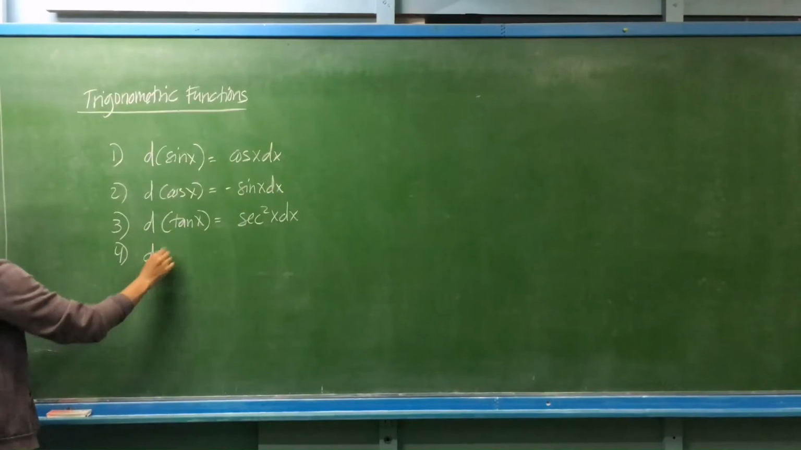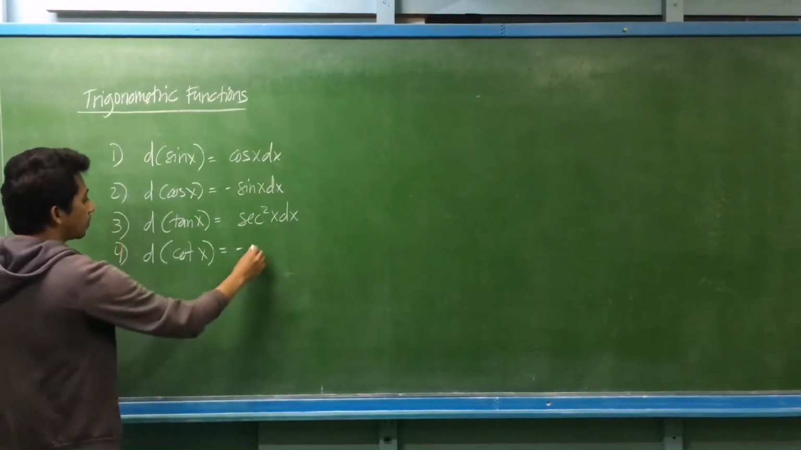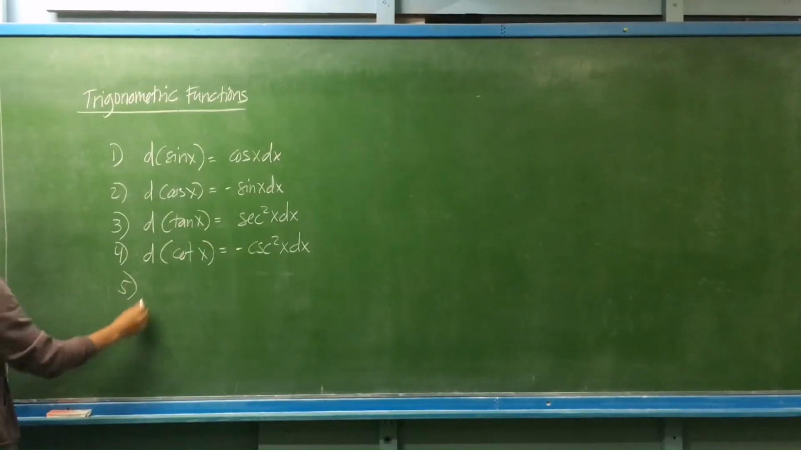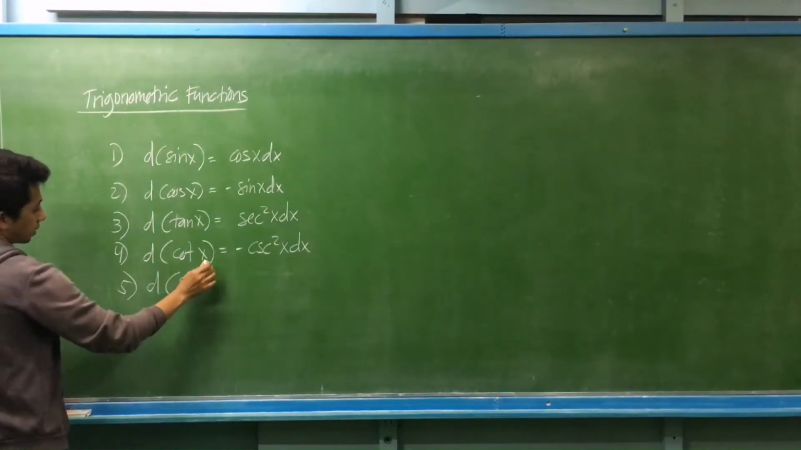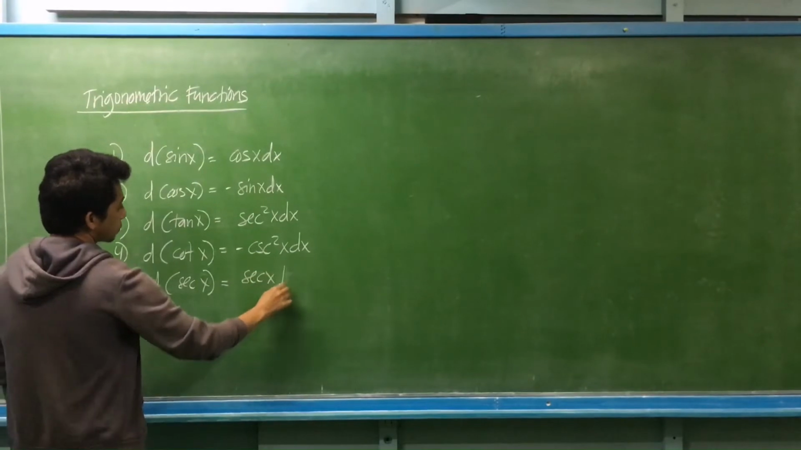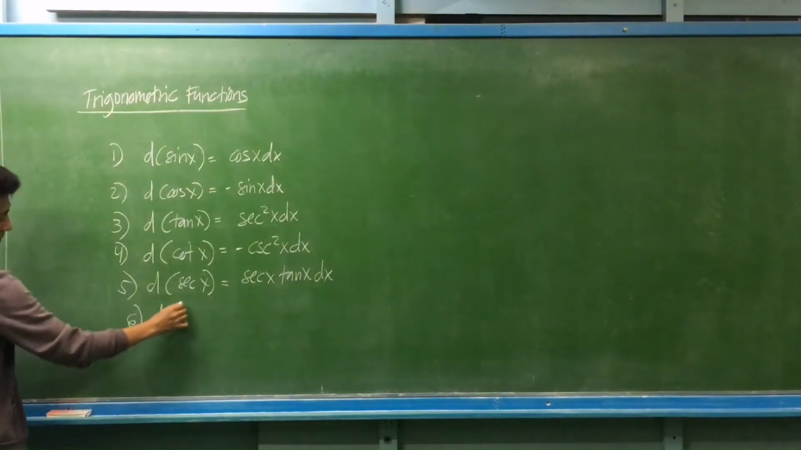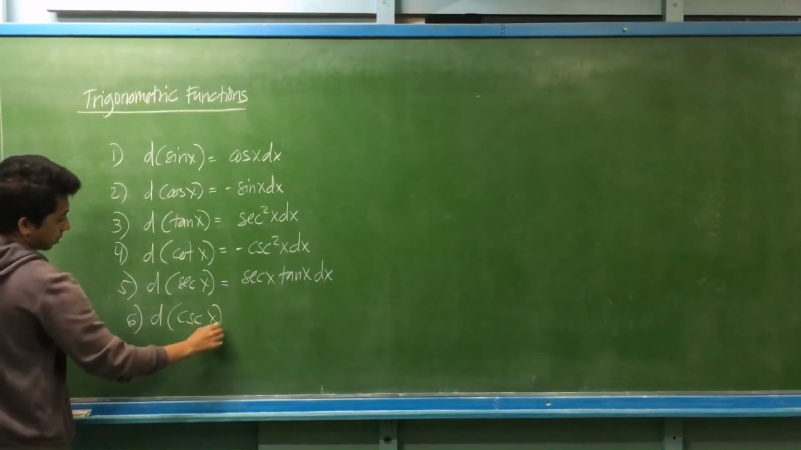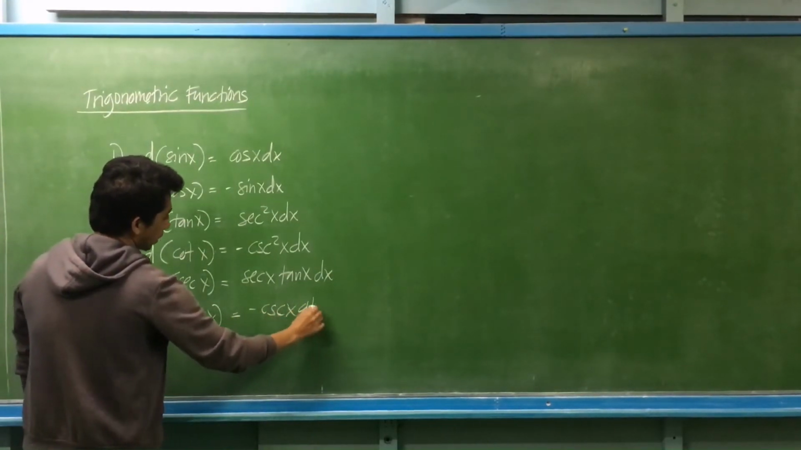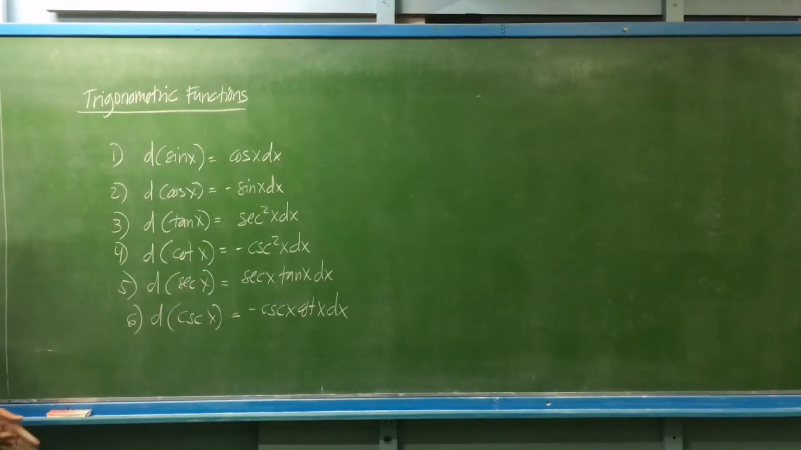Number 4, the derivative of cotangent x is equal to negative cosecant squared x dx. Then number 5, the derivative of secant x is equal to secant x tangent of x dx. Then last, number 6, the derivative of cosecant x is equal to negative cosecant x cotangent of x dx. So these are the 6 trigonometric functions and their corresponding derivatives.